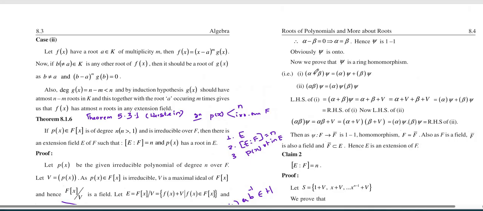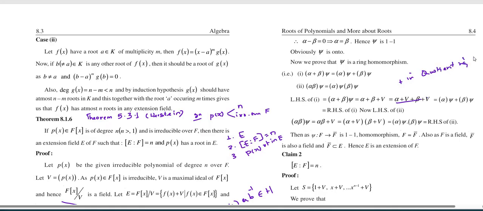So you have alpha plus beta psi. You need to prove that to be alpha psi plus beta psi, and alpha beta psi to be alpha psi into beta psi. So you consider LHS, and that is what is written here. And this is nothing but alpha plus beta plus v. By the definition of addition in any quotient ring, and this step comes because of the definition of addition in any quotient structure, I mean quotient ring.